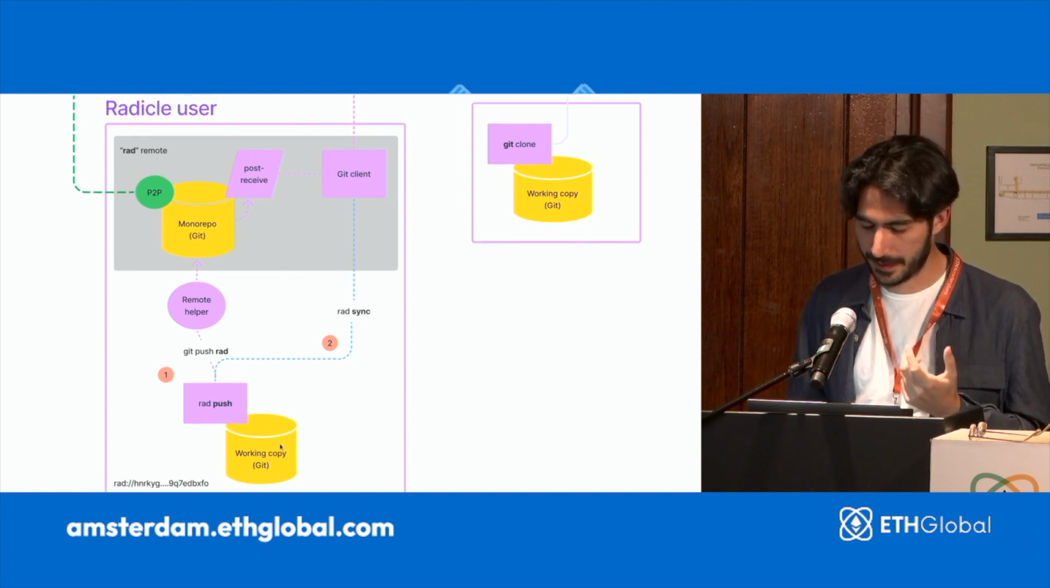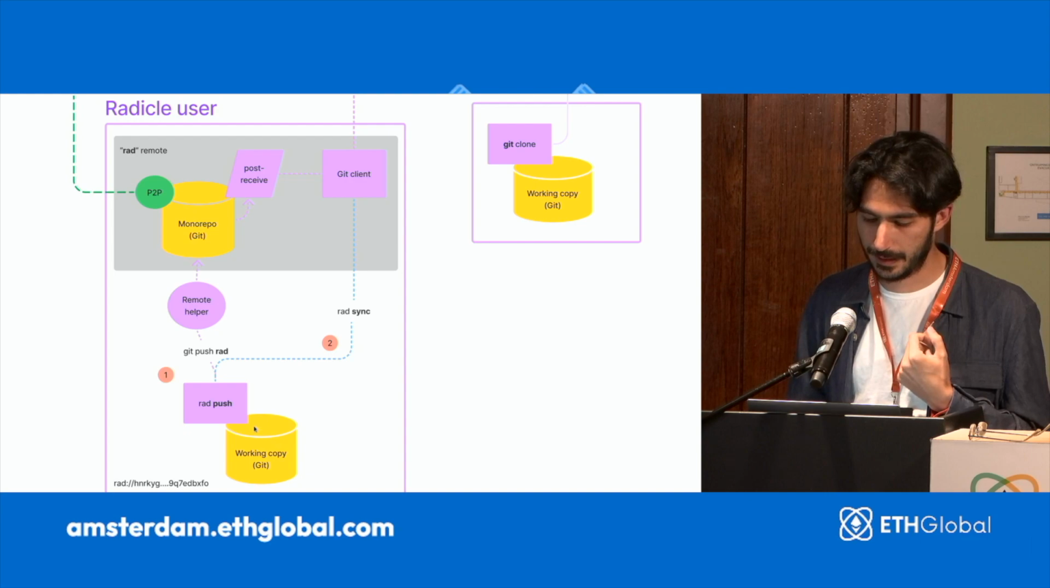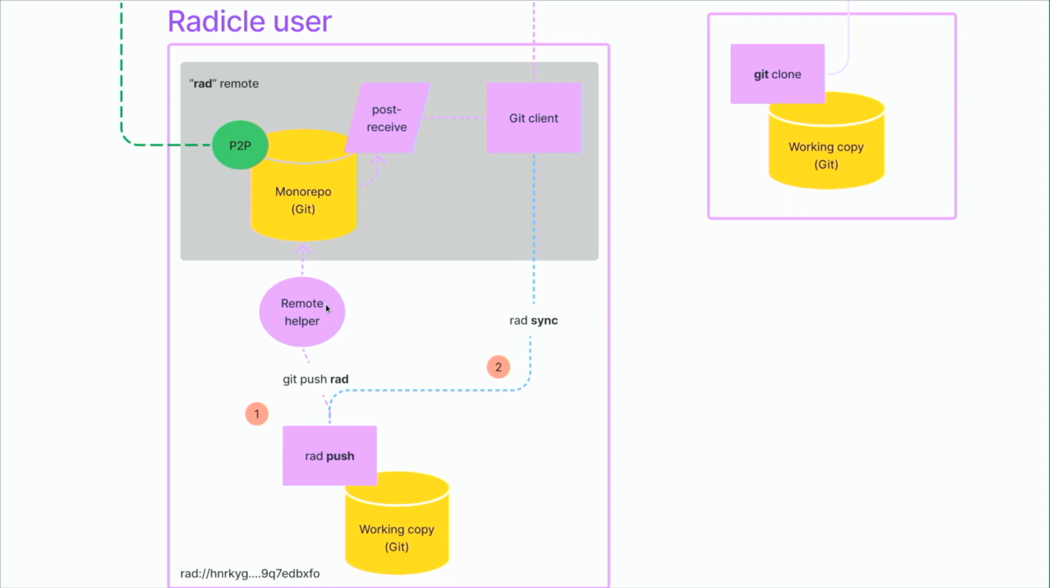The way things work is that when you do a rad push, like I did earlier, what it really does is a git push to a rad URL, and we have a remote helper that catches that push. It pushes to a local repository we call the monorepo, because it's a repository that stores all of your code across everything. All of your code, all storage, all identities are stored in this Git repository that is local to your machine, and all nodes have their own monorepo.